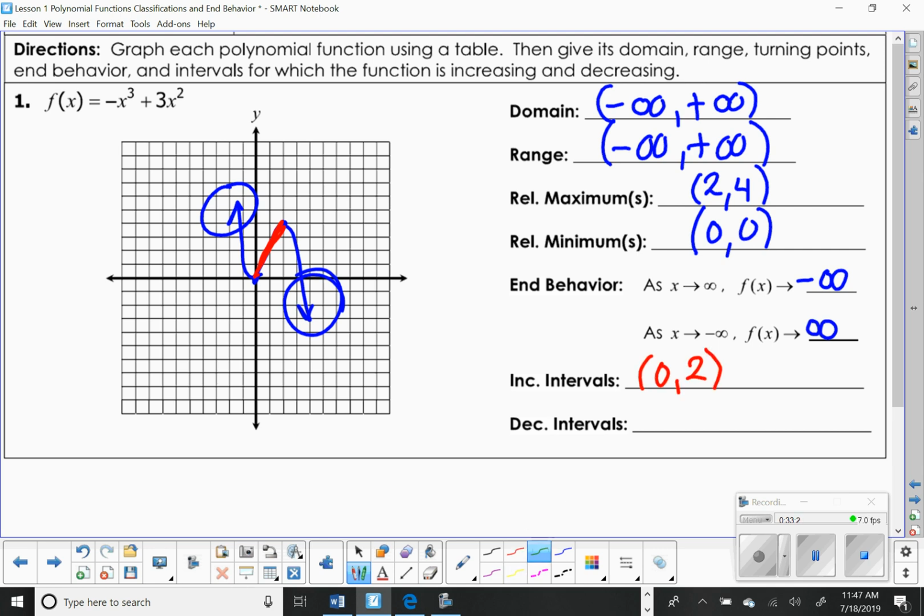On the other hand, I have decreasing intervals. Here y is decreasing left to right. But over what values of x? Well, from negative infinity up to 0, then it starts increasing. Then at 2, it starts decreasing again and keeps decreasing till positive infinity.